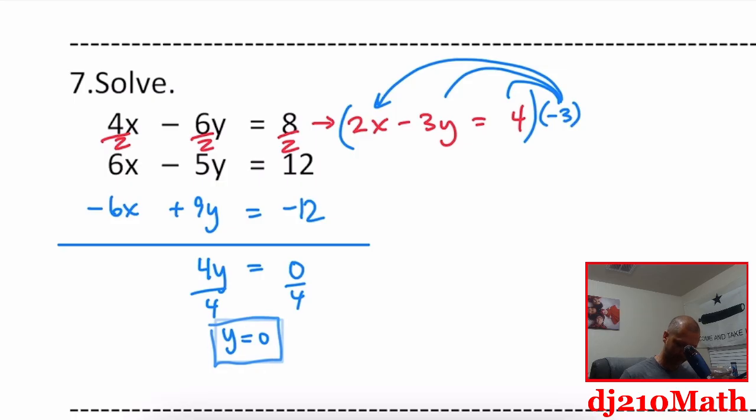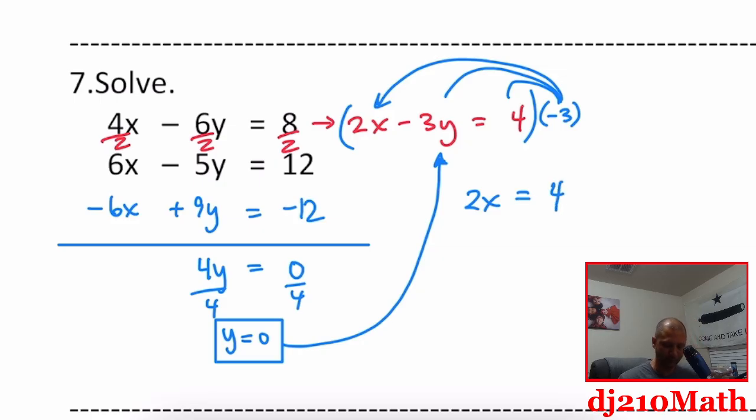That's actually nice, because when we plug that into here, we get 2x is equal to 4, right? Because if I plug in 0 for y, 3 times 0 is 0, divided by 2, x is equal to 2.